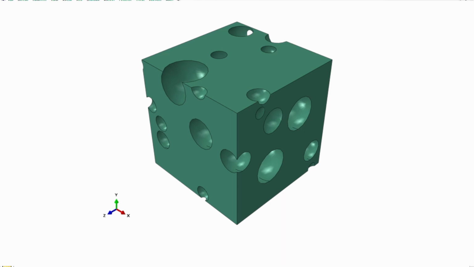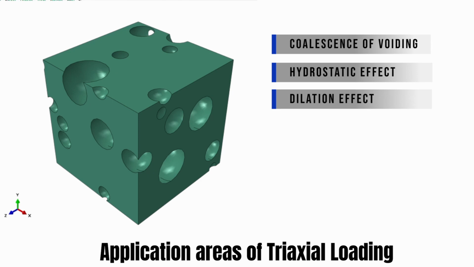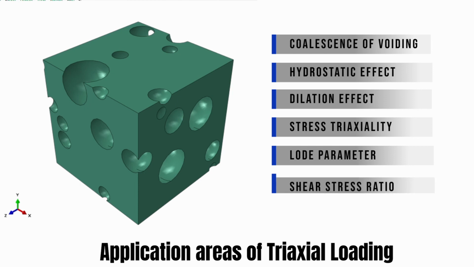This sort of study is really useful where you're looking at maybe the ductile behavior of the coalescence of voiding on a metallic system like this, and also maybe a hydrostatic effect or dilation effect on your system. So this is where you do this triaxial loading effect on a system. Other cases where you may have to investigate something like this is where you're looking at something like a stress triaxiality effect quantification, or maybe something called a load parameter quantification, or even a shear stress ratio quantification. These are features associated with ductile loading.